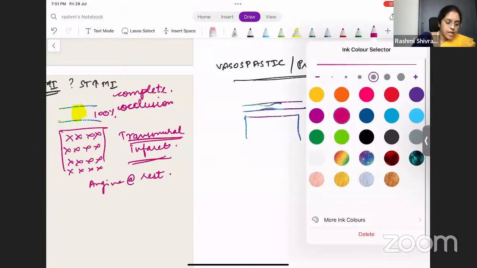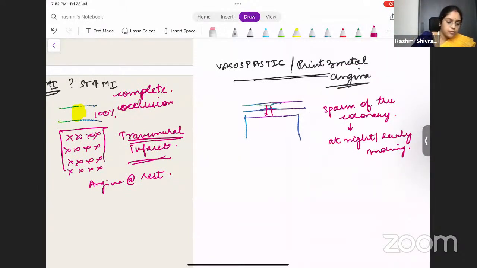So when this occlusion happens, what happens? Because of the spasm, the blood supply gets reduced. So in whom is this most common? This is most common in young females, and those taking triptans.